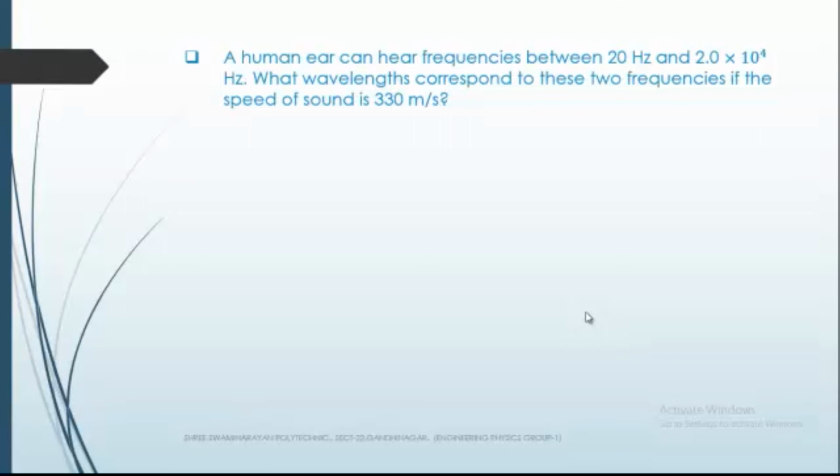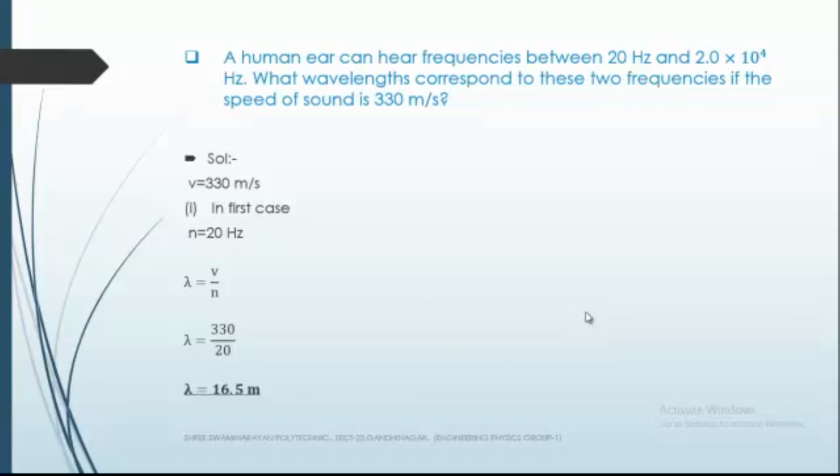Solution: V is equal to 330 meter per second. Now in first case frequency is 20 Hz. Now put the equation of lambda. Lambda is equal to V upon n. Put the value of V, 330 divided by 20. Therefore the answer is 16.5 meter. Sometimes asked to find the answer in centimeter, so multiply with 100.